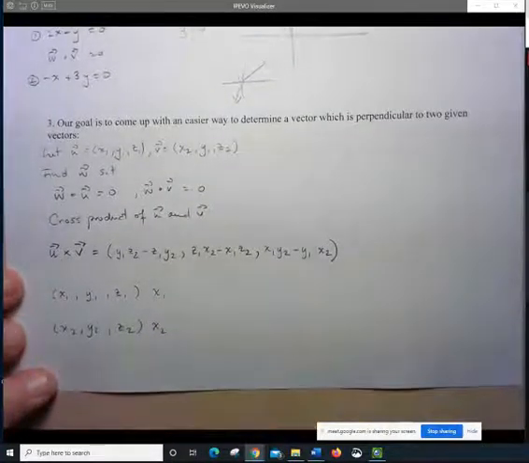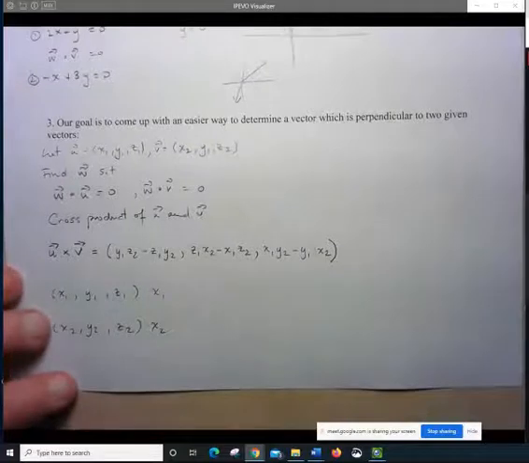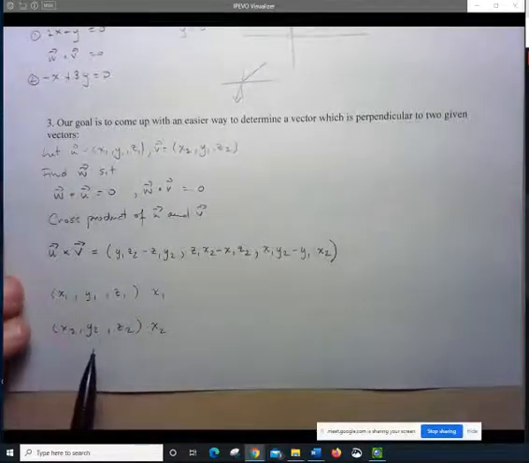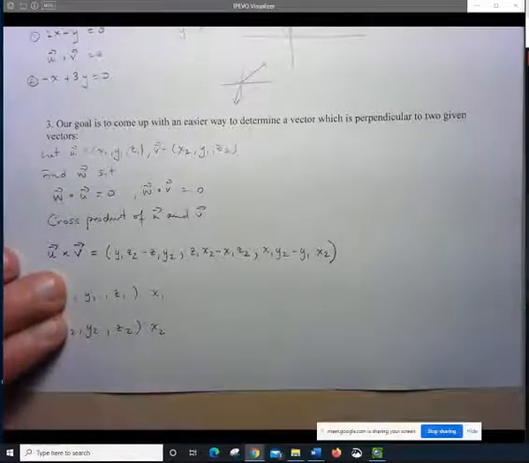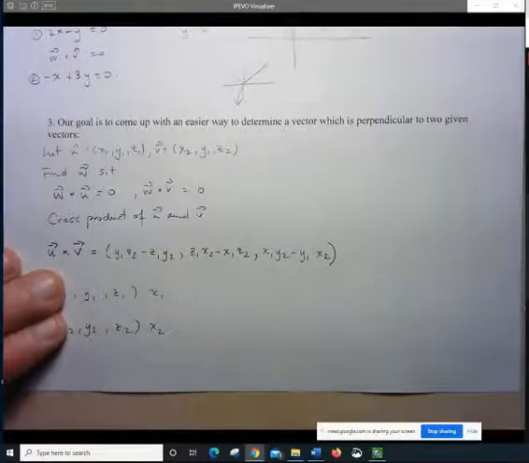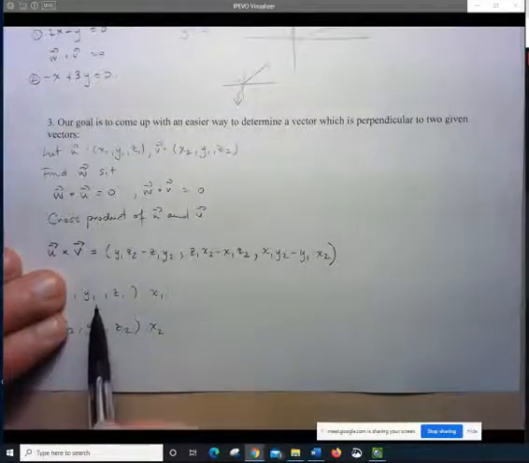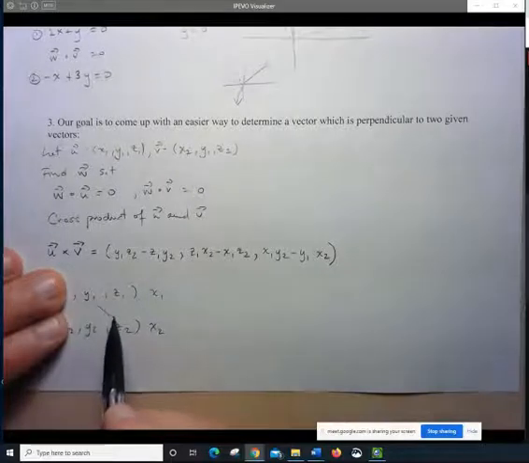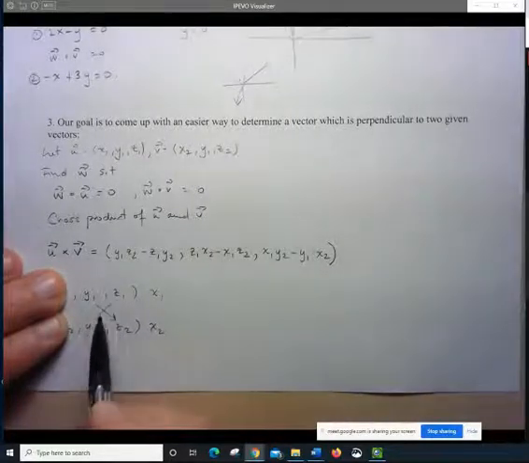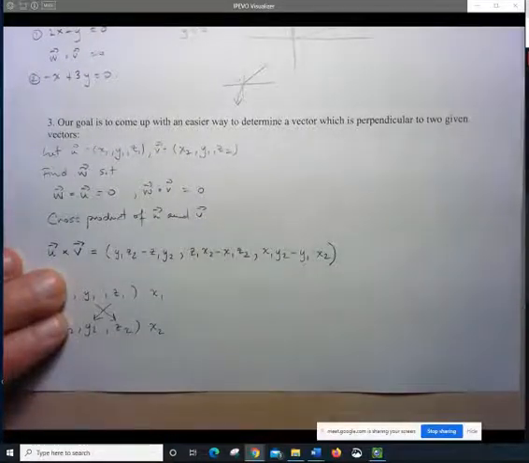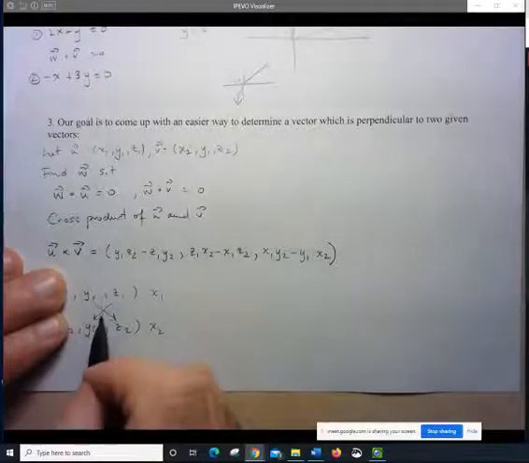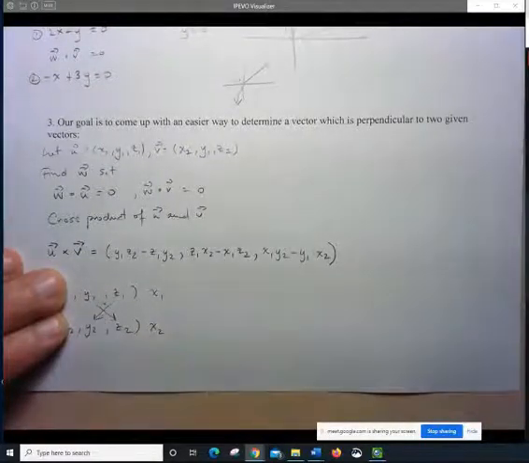Okay. And now let's see what I do to determine these expressions. To find my x component, remember, there's no x component in the cross product's x component. So I cover that up and look what we have: y1 times z2 minus z1 times y2. Exactly the first expression. So you subtract them, and this gives you your x component.